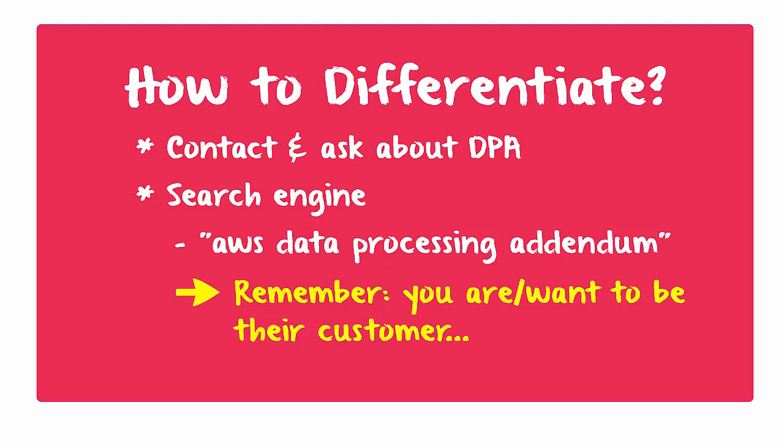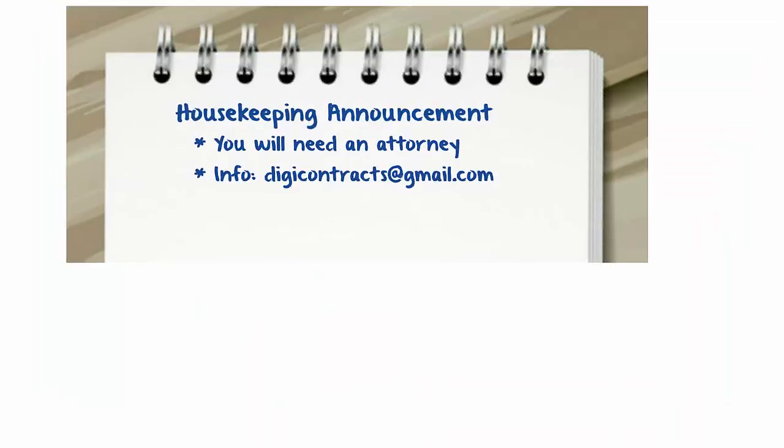So after I did that test search, immediately, I was presented with all of the information I needed to know regarding how AWS handled its DPA. Clearly, it's not negotiable. So this is how you go about making that differentiation.